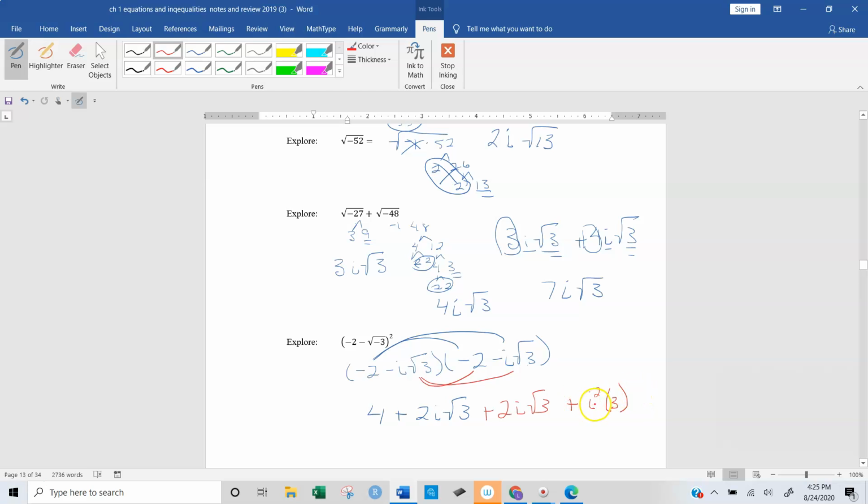Well, now I know i squared is really negative 1. So that changes this from a positive to a negative. Now let's combine like terms. I have a negative 3 here, a positive 4 here, so that's 1. 2i and 2i is plus 4i square root of 3. Did you do well?